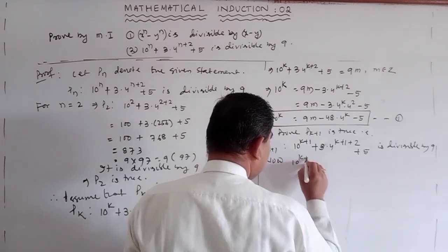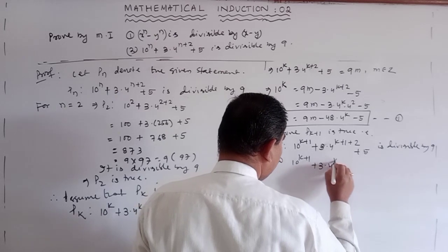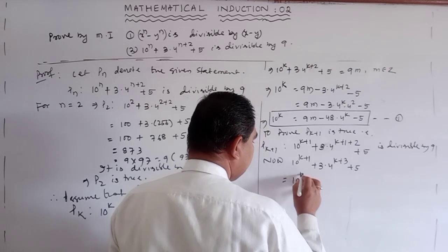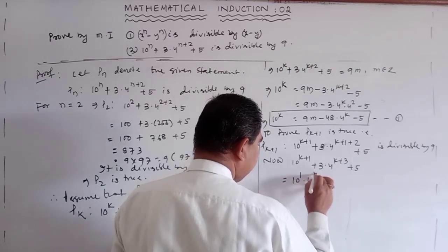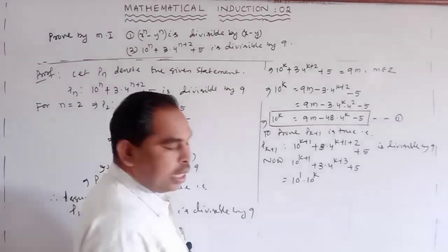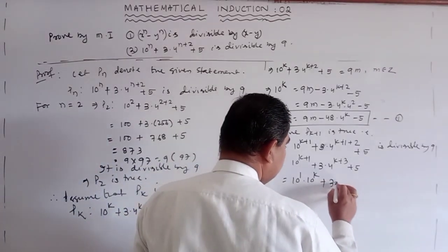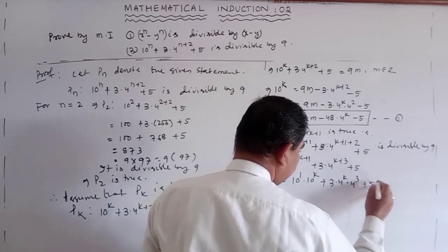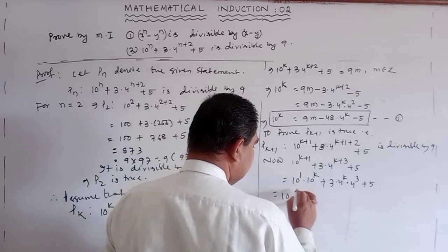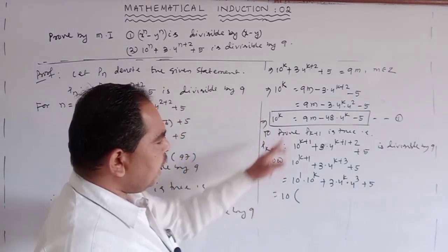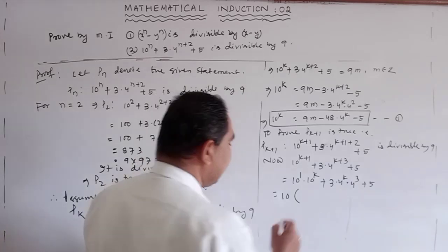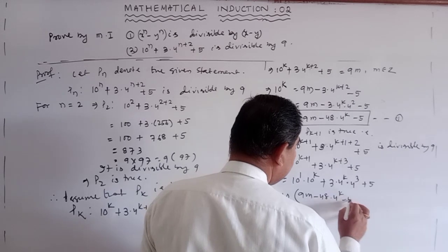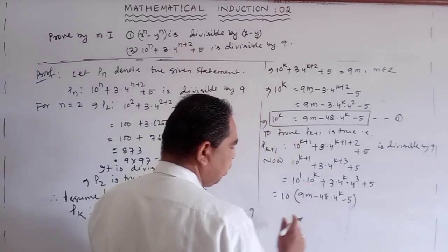Now 10 to power k plus 1 plus 3 into 4 to power k plus 3 plus 5 is equal to 10 into 10 to power k plus 3 into 4 to power k into 4 to power 3 plus 5. So it is equal to 10 into 10 to power k. What is the value of 10 to power k from equation 1? This is 9m minus 48 into 4 to power k minus 5. This is the value of 10 to power k.